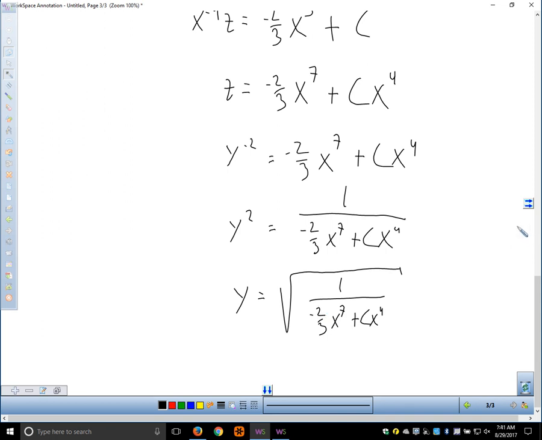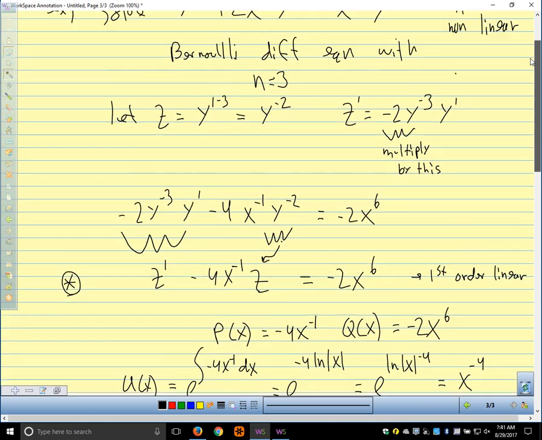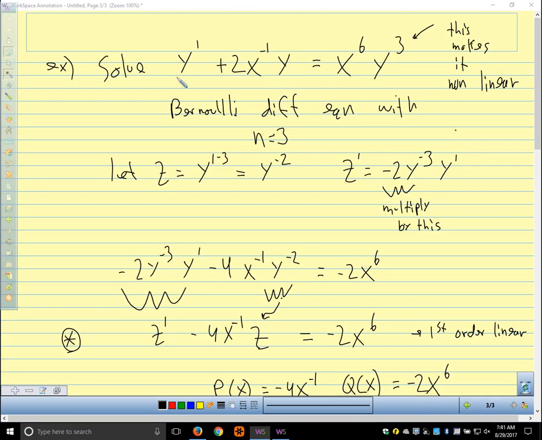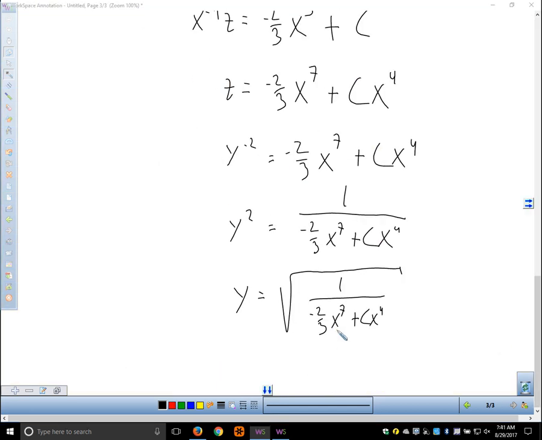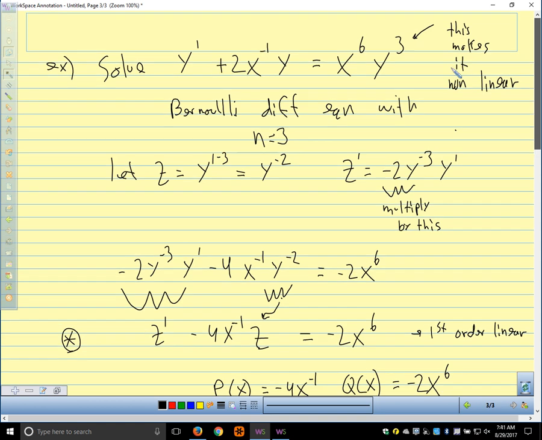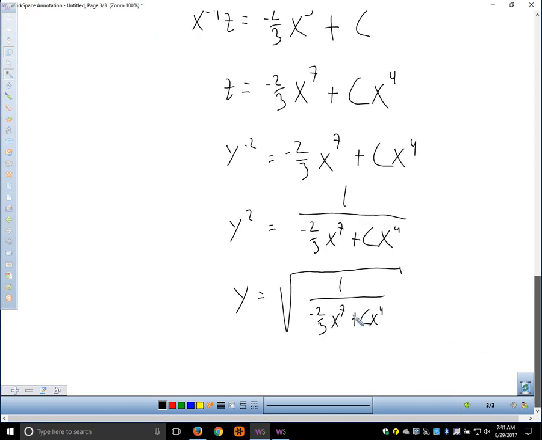Imagine if the problem then asks you to verify that this is a solution to this. It's saying the derivative plus 2x to the minus 1 times this original function equals x to the 6th times this function cubed. That would take a lot of work to verify. That's a pretty messy equation.